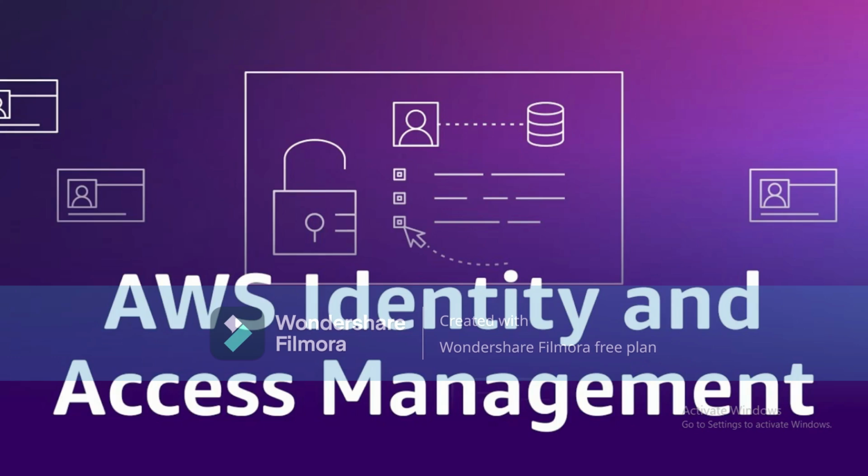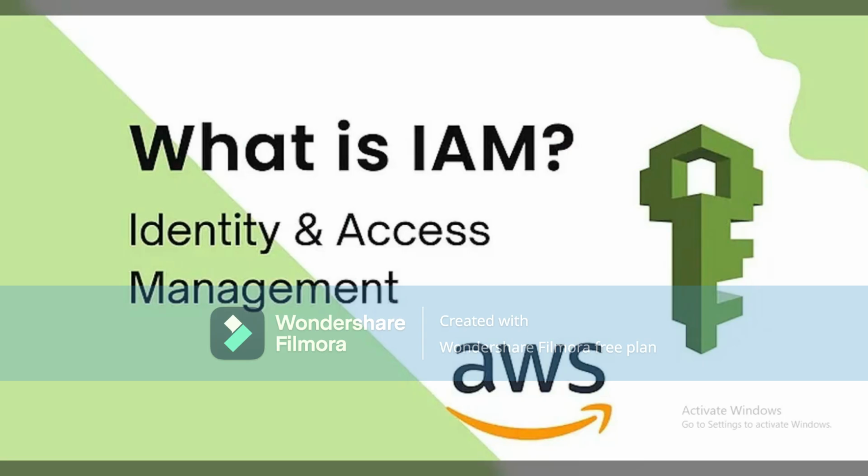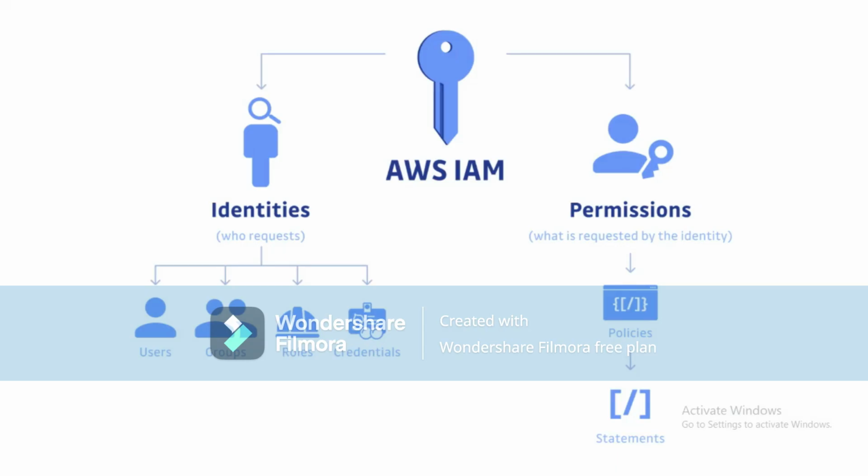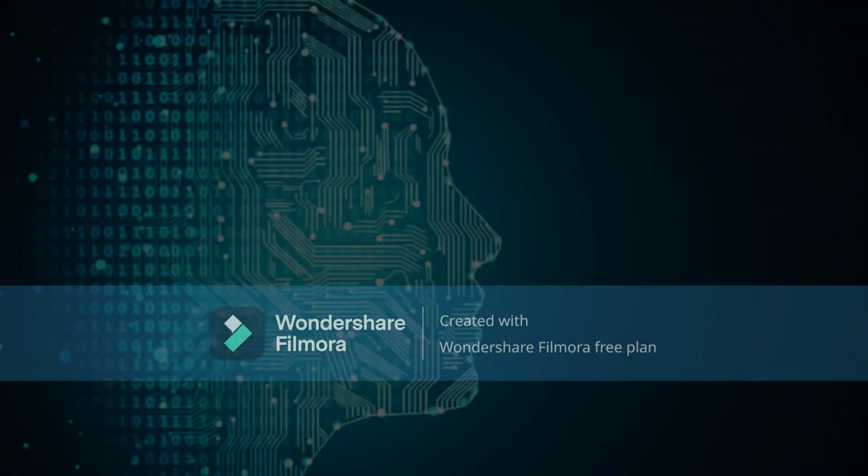In our previous lesson, we learned how to create and activate an AWS account. In this lesson, we are going to use the account that we created to learn how to create an IAM user and assign it to a group with administrator access.